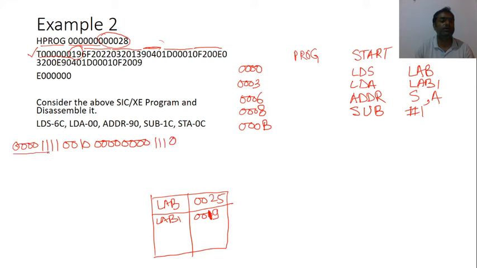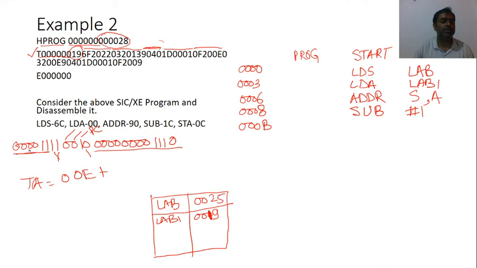Opcode is this one, 6 bits. NI is 11, that means there is direct addressing. X is 0, B is 0, P is 1, that means there is PC relative addressing. E is 0, that means a format 3 instruction. And this is our displacement. Now the target address will be displacement 00E plus the content of PC.